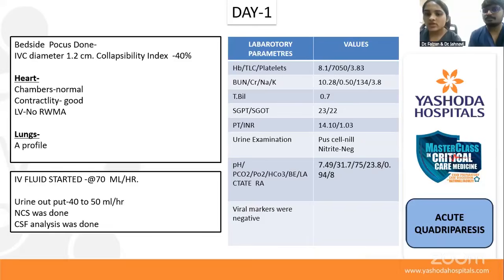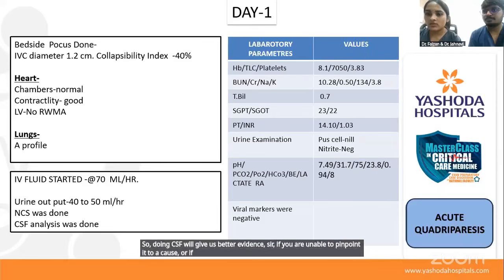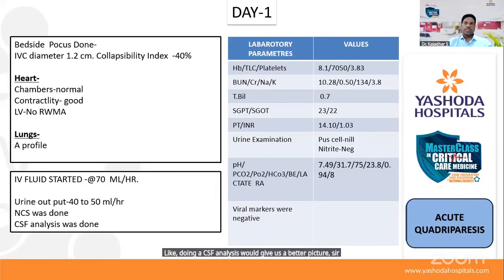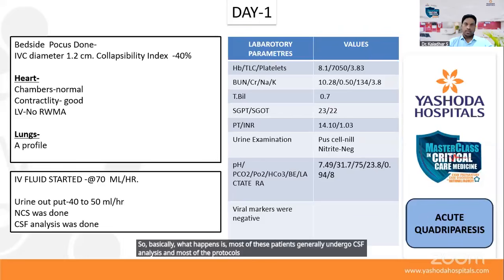So doing CSF will give us better evidence, sir. If you are unable to pinpoint it to a cause, or if the history has overlapping features, then doing a CSF analysis would give us a better picture, sir. Most of these patients generally undergo CSF analysis, and the guidelines also say that CSF should be performed in all cases of GBS to rule out other possibilities.